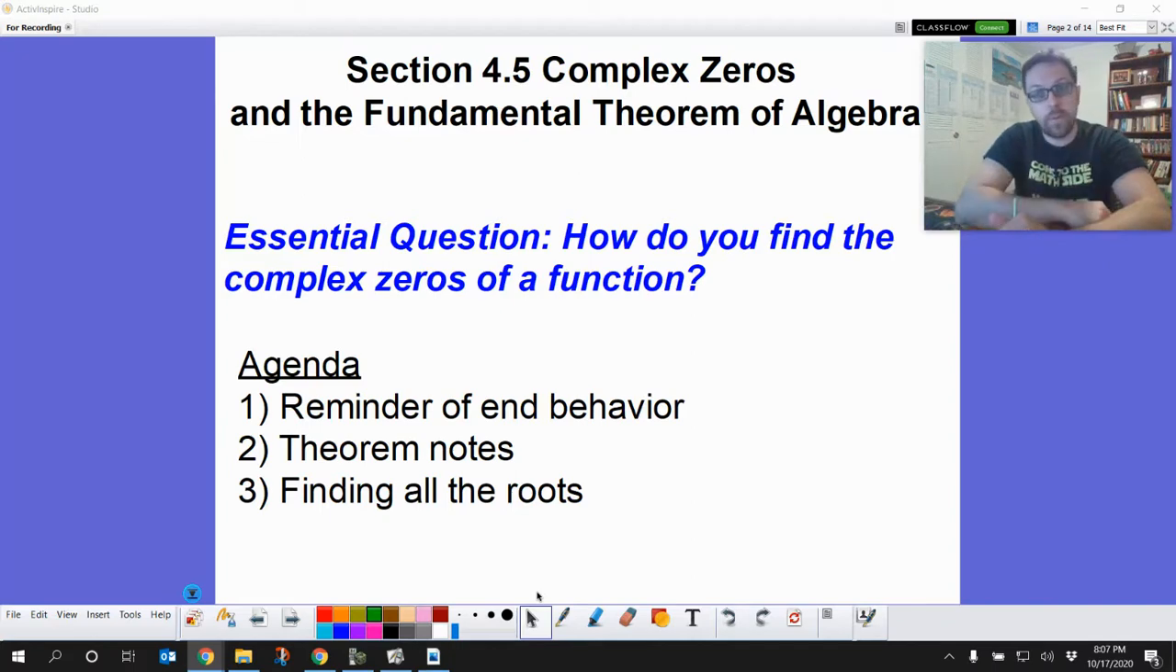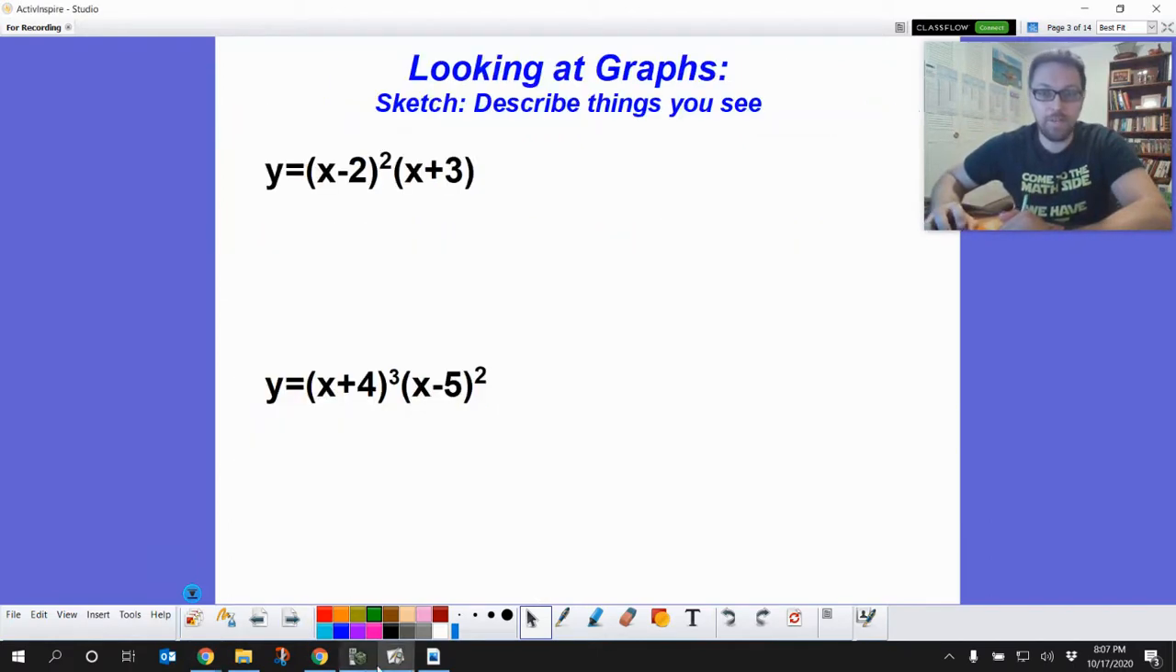I want to start with a quick reminder about end behavior. We talked about this in the first day, but I wanted to bring it back. We're going to collect all of our theorems into one spot, and I have one more theorem for you, and we're going to practice finding a ton of roots. So here we go. First thing, looking at graphs.